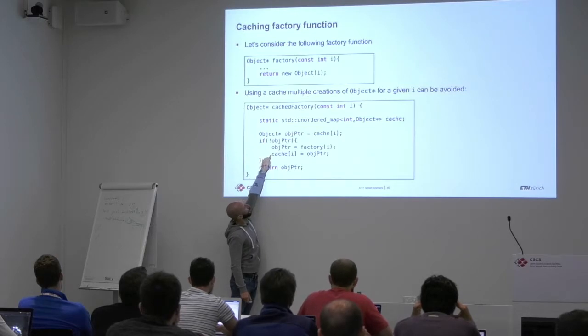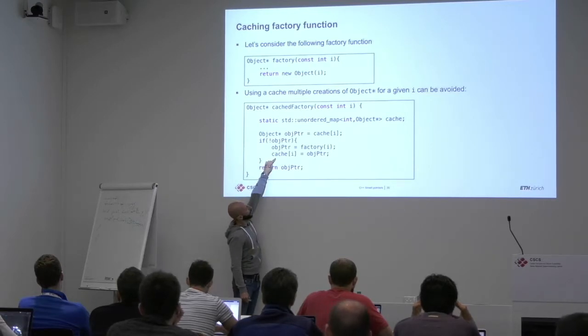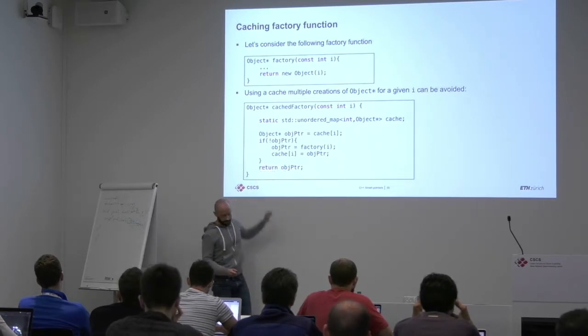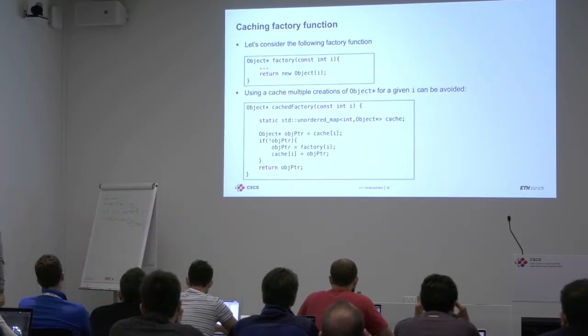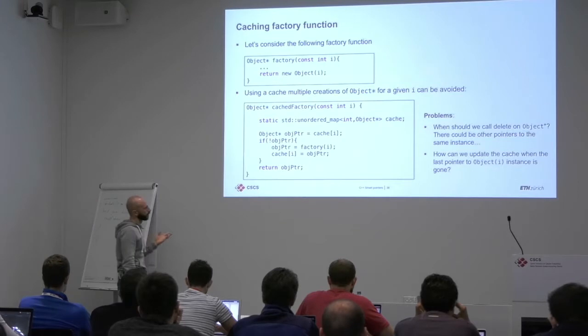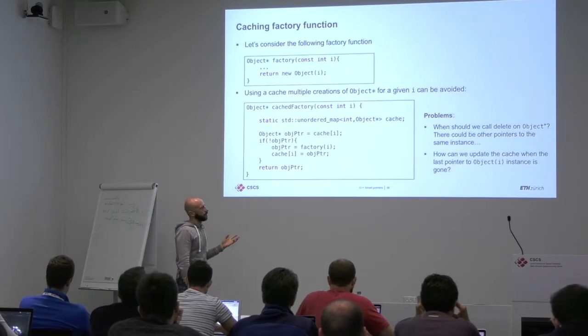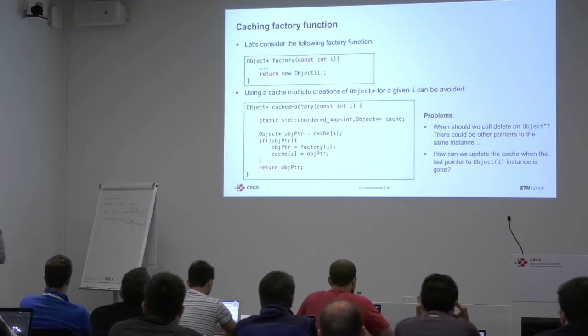You will get a new object pointer created by the factory function up there. The cache will be updated with the new pointer, and then it will be returned. So this is a way of implementing a caching system in this factory function. This works, but the problem is that then you will have multiple instances of the object pointer for the same input parameter in your code.